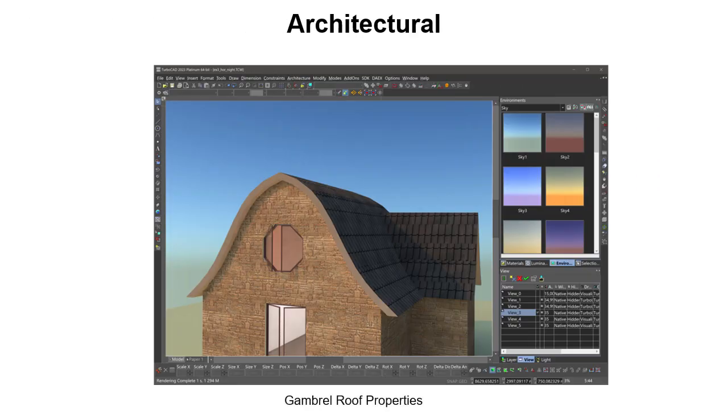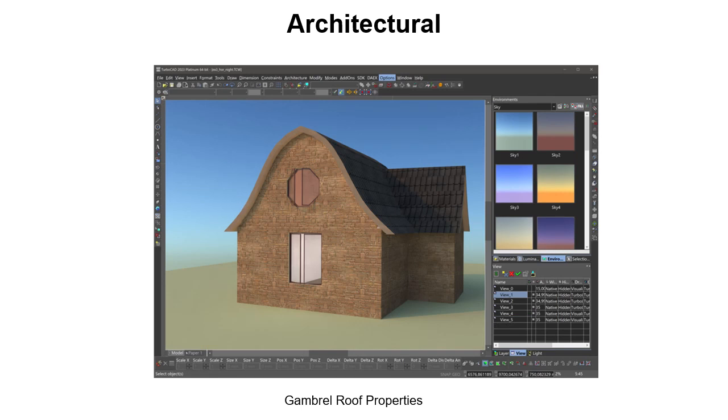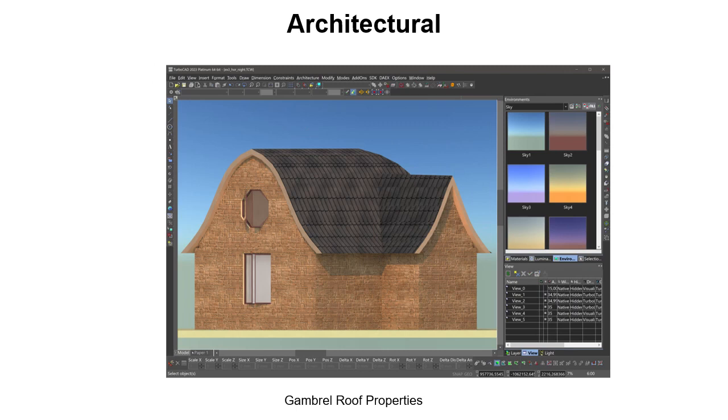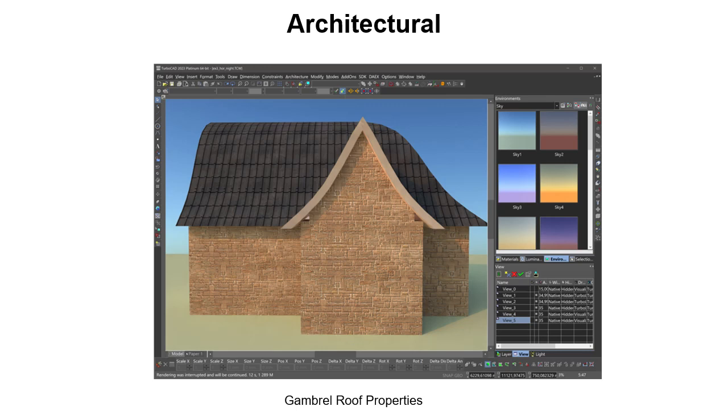TurboCAD architectural tools have received a new feature for creating gambrel roofs. Gambrel roofs feature a two-sided, double-slope construction as seen in a barn or Dutch roof. This type of design allows for increased interior space as it creates more headroom and usable area under the roof compared to a simple gable roof.